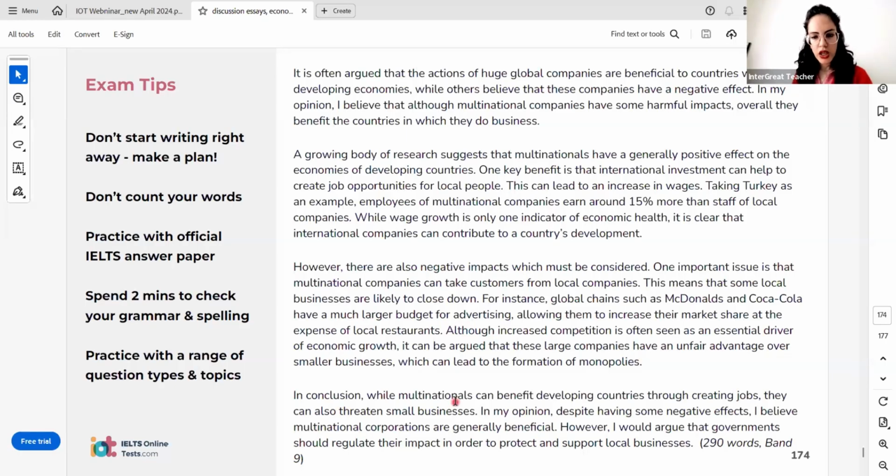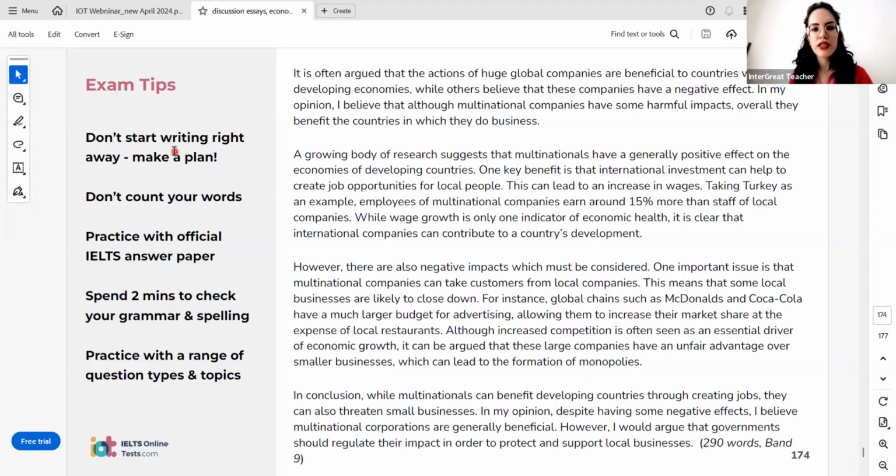In my conclusion, I'm mentioning the two sides, that is benefit, which is creating jobs, the negative point, which was threatening small businesses. Then I will include my opinion. And finally, I would write a recommendation, which is not necessary. You can have it or not. Okay? And final comments.